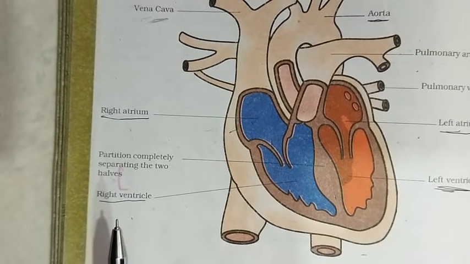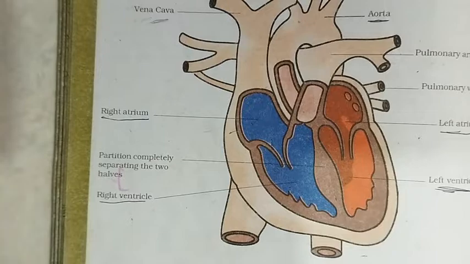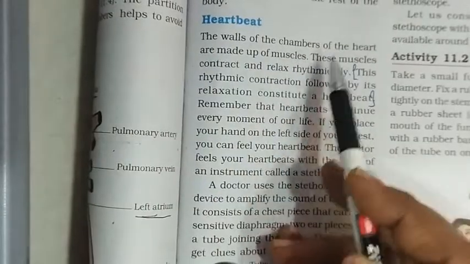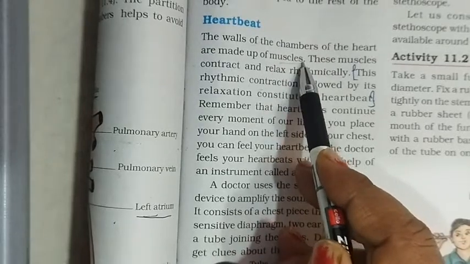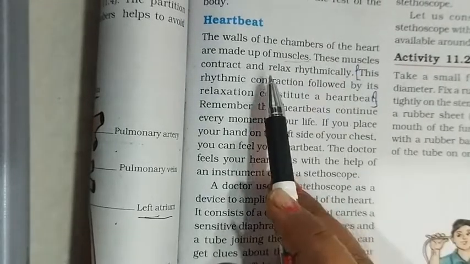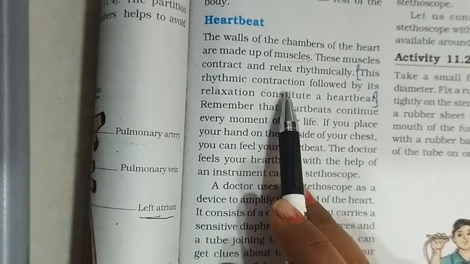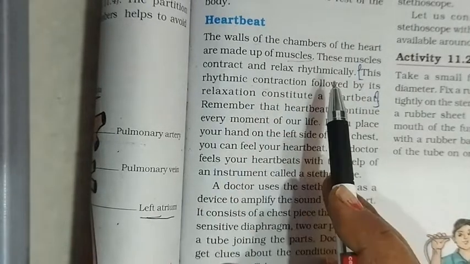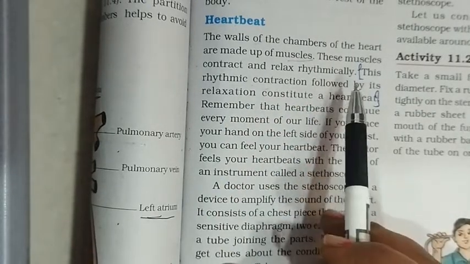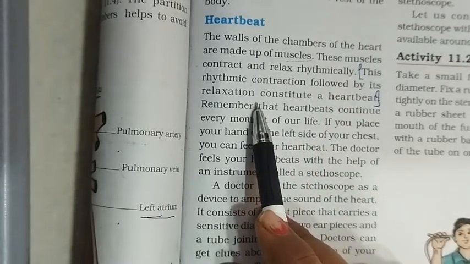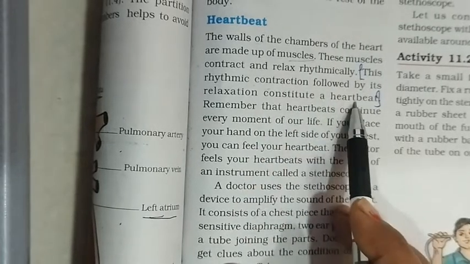Now the next concept is, what is heartbeat? As you know, the walls or chambers of the heart are made up of muscles, and these muscles contract and relax rhythmically, means alternately, one time contract and one time relax. And this rhythmic contraction followed by relaxation makes a heartbeat.